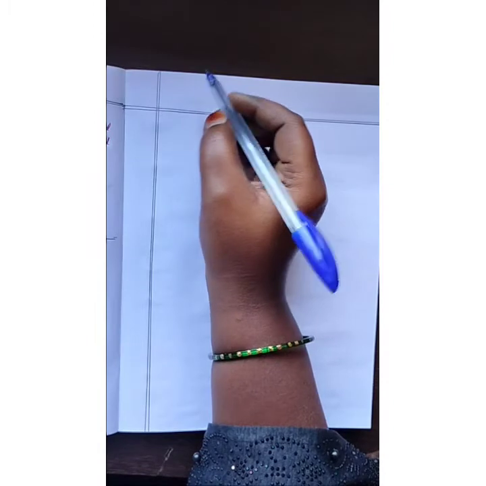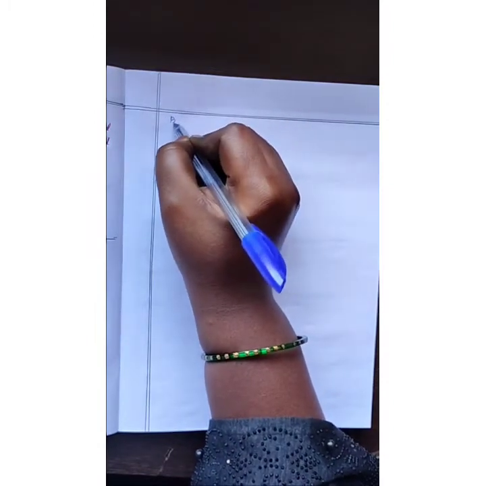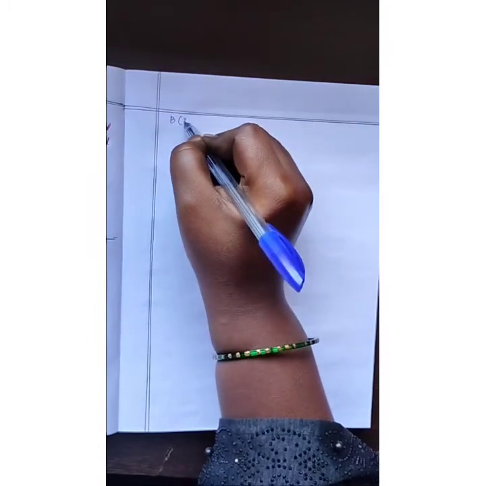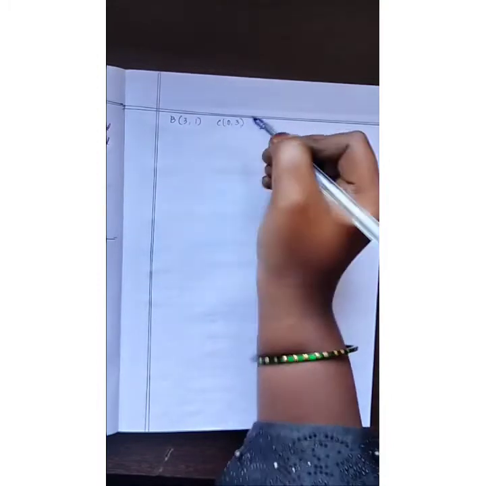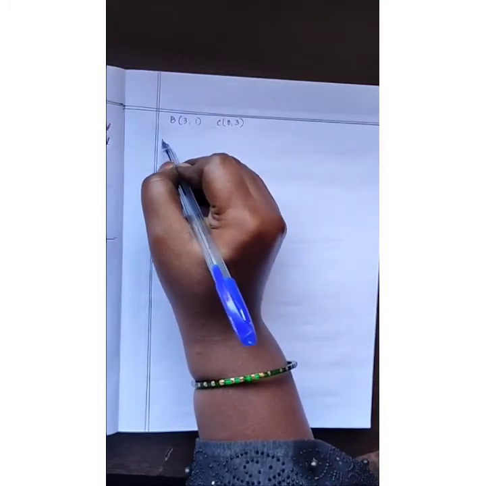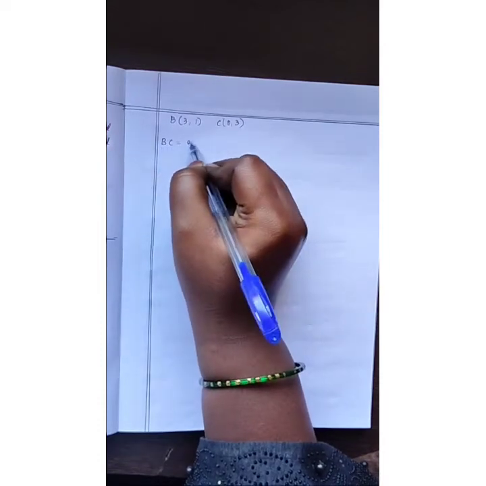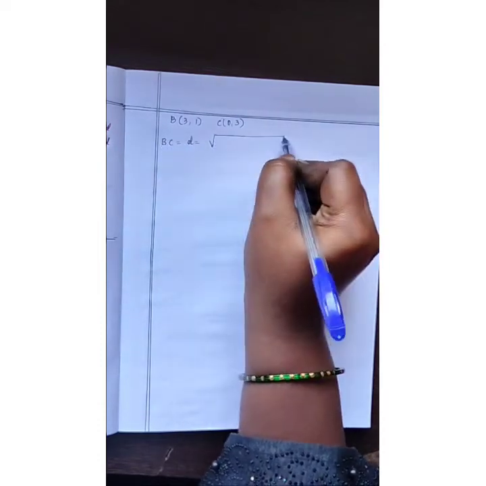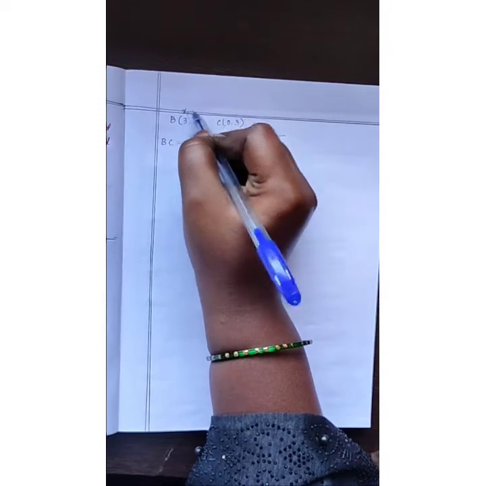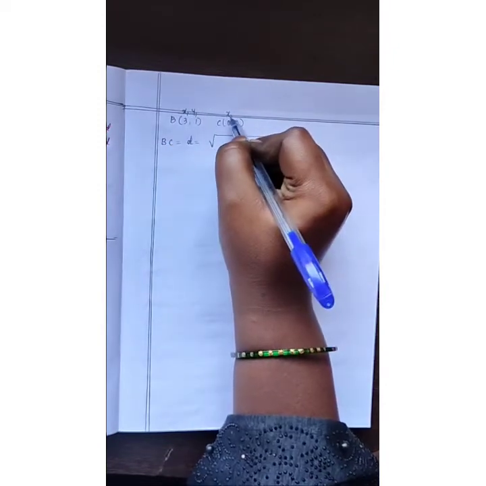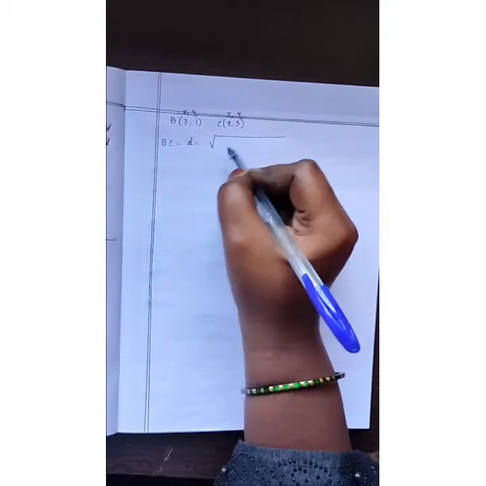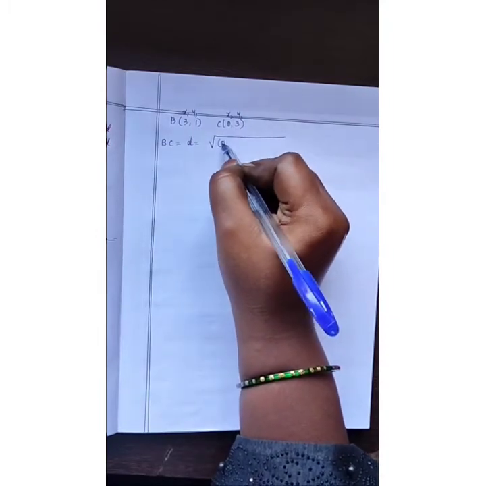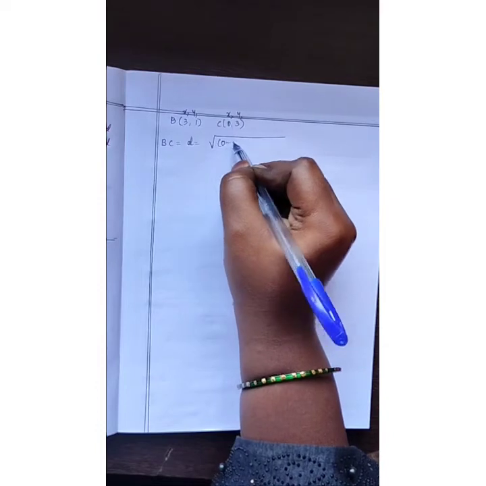Now we will check for BC distance. B value is how much? B points are 3 comma 1 and C point is 0 comma 3. Now calculate the distance BC. BC equal to d equal to, substitute in the formula. If you want to substitute directly, you can substitute it directly. Consider this as x1, y1, this as x2, y2. Directly substitute. x2 means 0, x1 means minus.